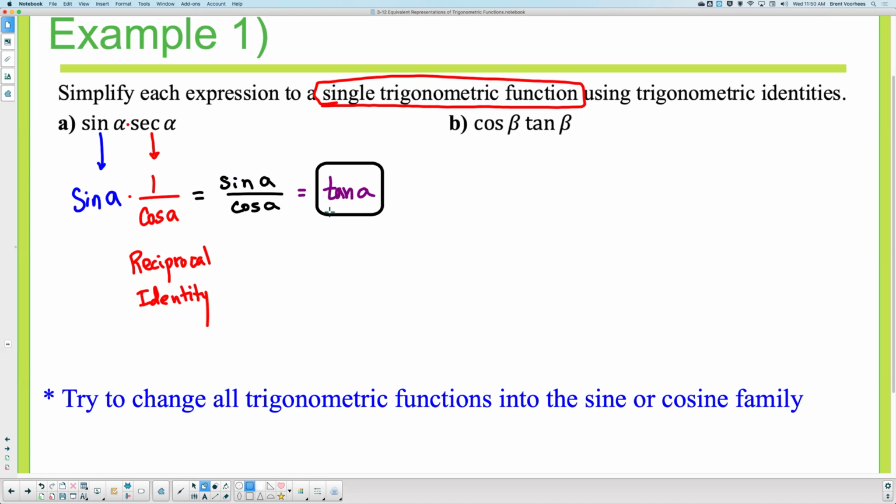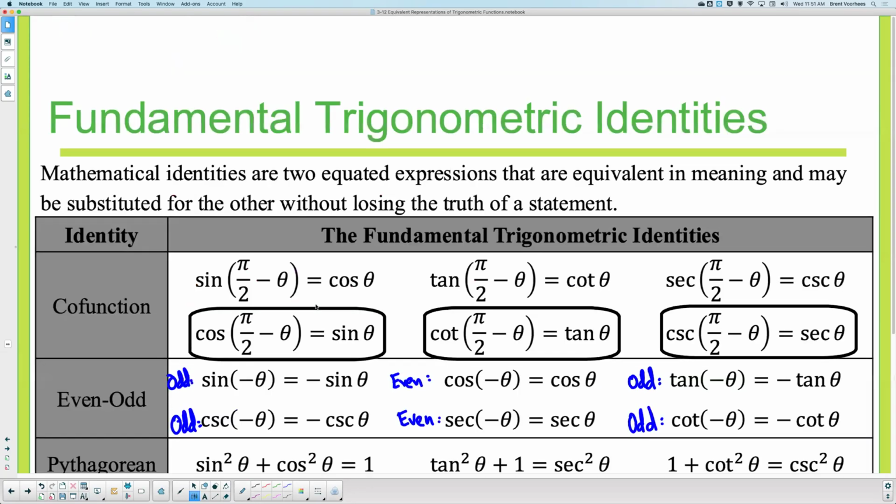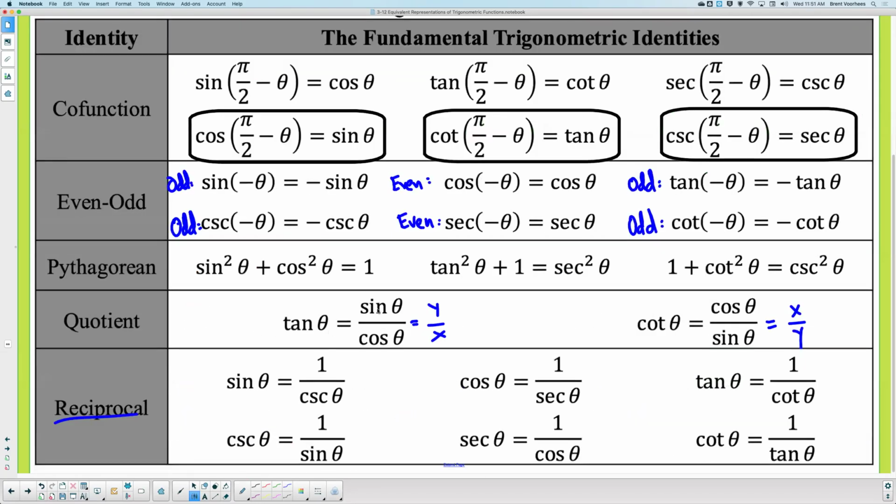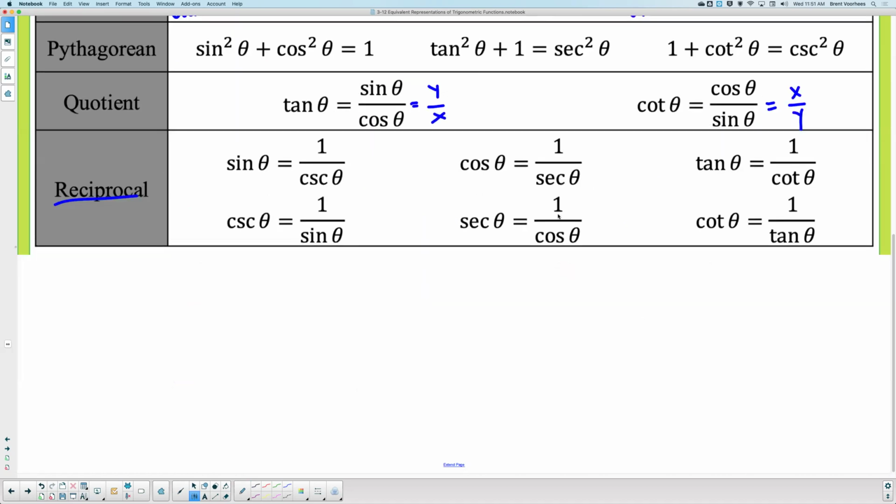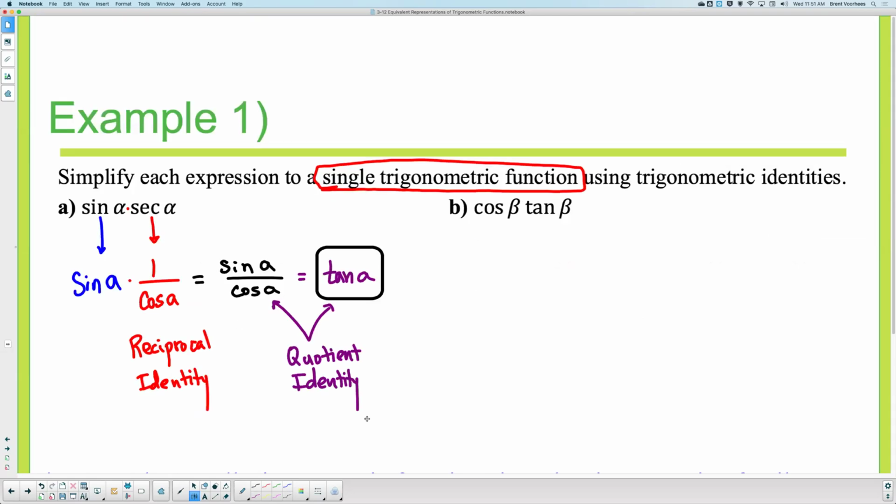Now, to do that substitution there, that substitution is called a quotient identity. You do not have to know these names by heart, but I am writing them there so that if you look back on your notes on that cheat sheet, you'll be able to find them. That relationship is found on quotient identity, that tangent is sine over cosine. And I also did a reciprocal. I did that secant was equal to 1 divided by cosine right down there in the middle of the screen. I used those two identities to solve that problem. That's what today's lesson is all about.